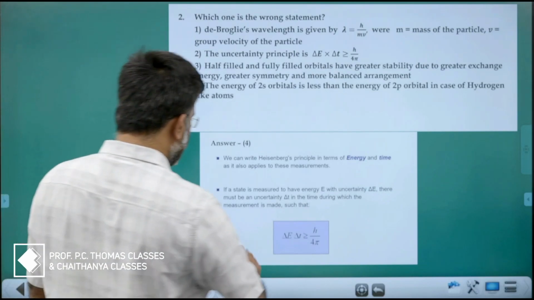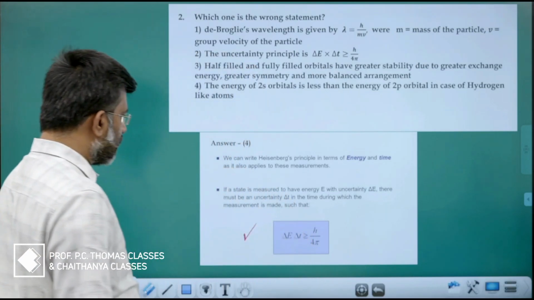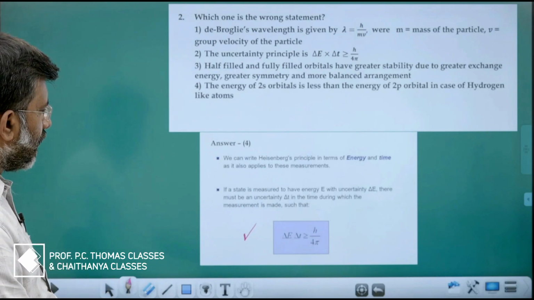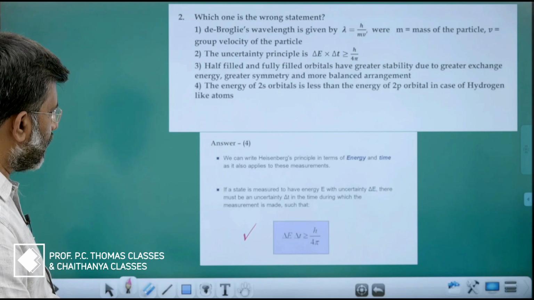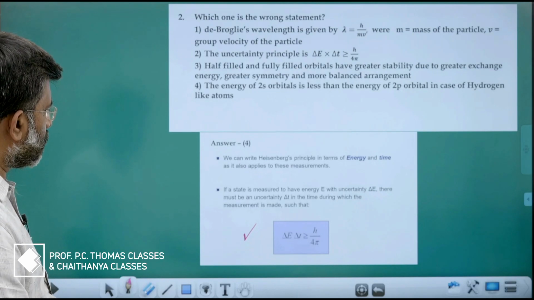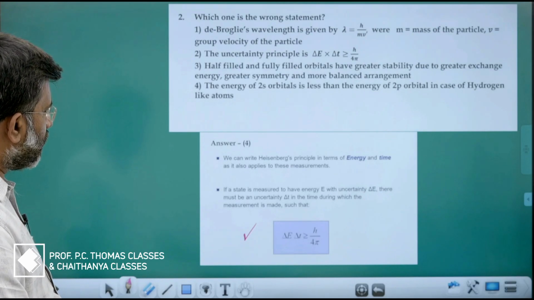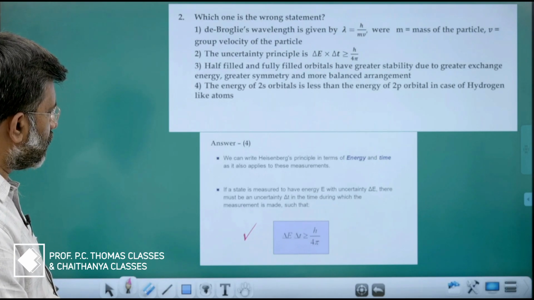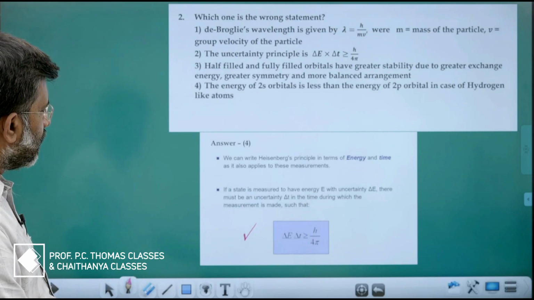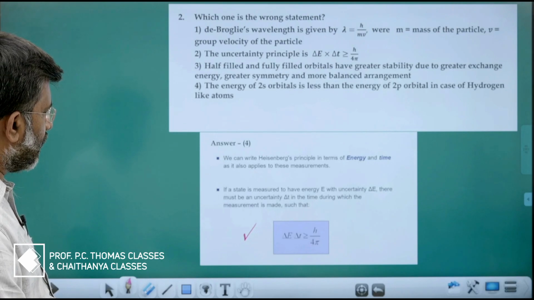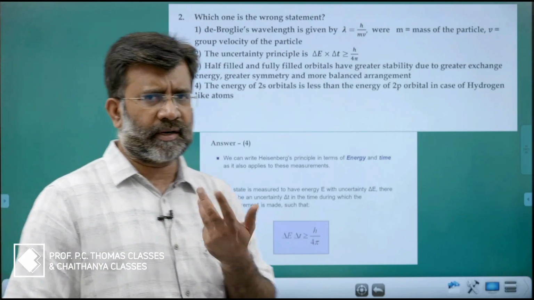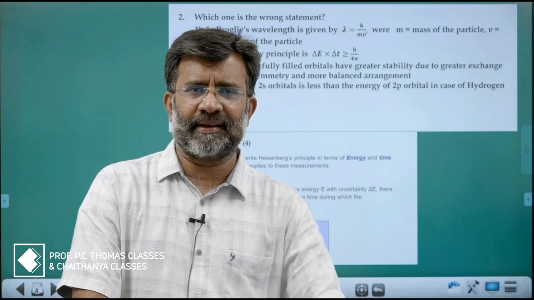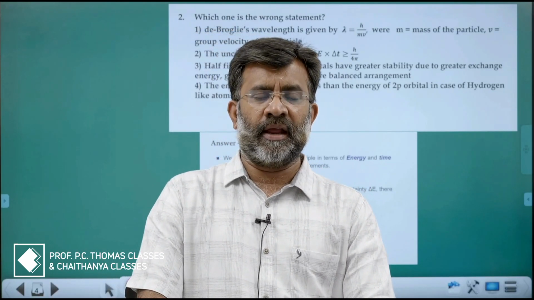And this is regarding the uncertainty principle written in the form of energy. Uncertainty in energy, there must be uncertainty delta T, during which the measurement is made. If a state is measured to have energy E with uncertainty delta E, there must be an uncertainty delta T in the time during which the measurement is made. You might have learned that. If you haven't seen it, take it as an additional point of information.